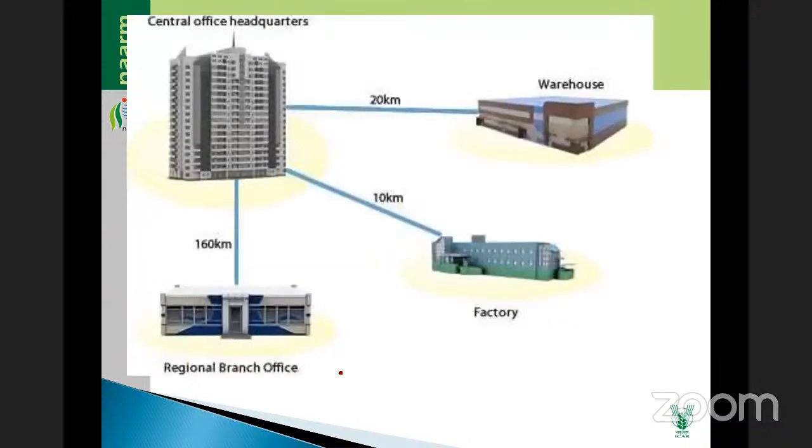You see here, the central office is there, and 160 kilometers away the regional office is there. The warehouse is here, the factory is here, and they can connect. It is 160 kilometers, and now it is powerful; even 200 kilometers we can work. In the olden days it was only 50 kilometers. So the regional branch offices can all connect through MAN, Metropolitan Area Network.